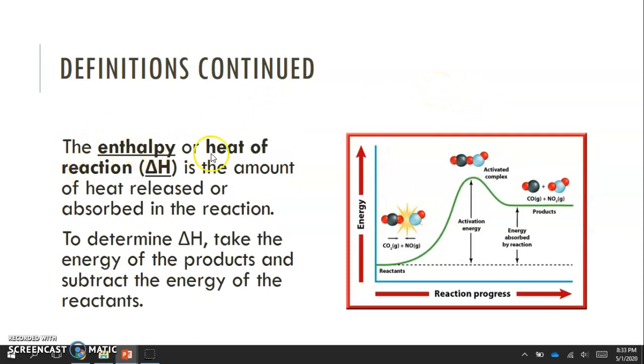The enthalpy, or the heat of reaction, which is delta H. So delta is a Greek symbol, it just means change. And then that H stands for heat. So anytime you see delta H, it's just the change in the heat of the reaction. So this is the amount of heat released or absorbed in the reaction. So remember, they can be exothermic or endothermic. And then to determine it, you just take the energy of the products and subtract the energy of the reactants. So whatever energy you end up with in your products, you're going to take this number and then subtract the energy of your reactants. And I'm going to show you how to do all of this. I'm going to do some practice problems with you, so don't worry.